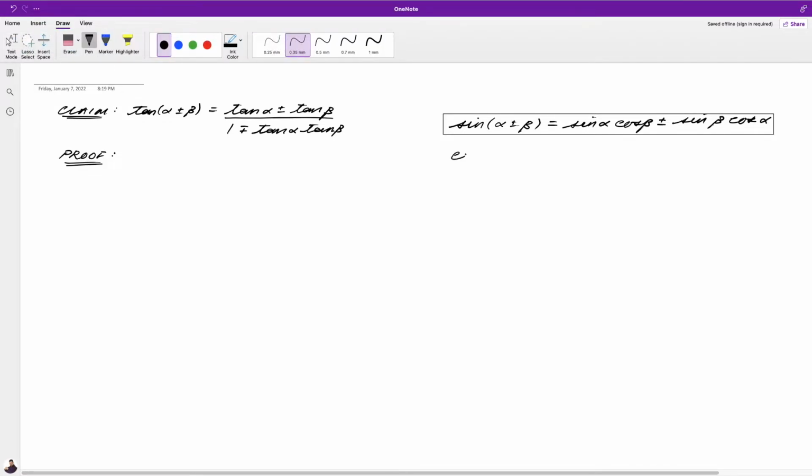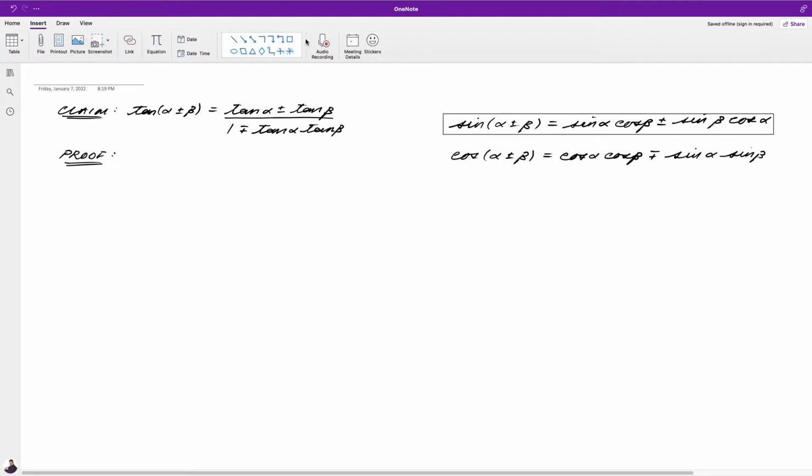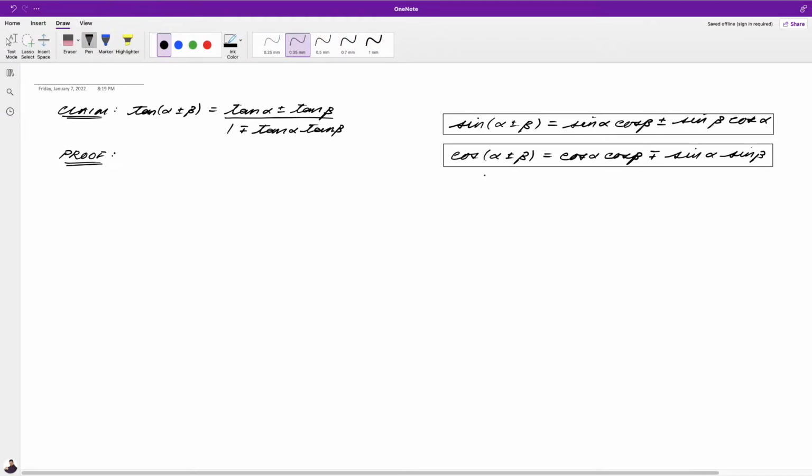We will also be taking advantage of the following formula. The cosine of alpha plus or minus beta is going to be equal to cosine alpha cosine beta minus or plus, notice the minus is on top, plus is on the bottom, sine alpha sine beta. Okay, and again, freely access the two videos in which I prove these two statements if you so desire to see those.